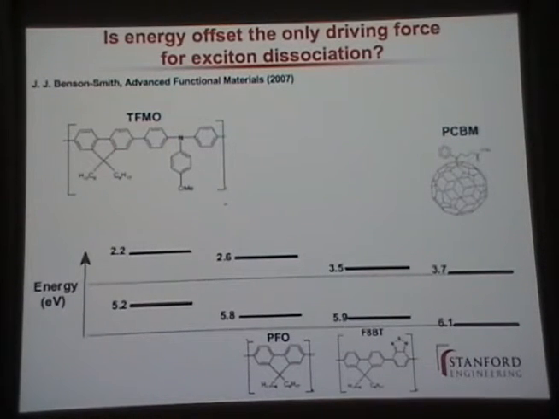And so you take this TFMO, blend it with PCBM, you have a massive drop in the LUMO, 1.5 eV, and then you take the PFO, polyfluorine, polyoctofluorine, and then the drop is only just about an eV. Still, an eV is enormous. kT is 25 millivolts. This is a huge driving force.